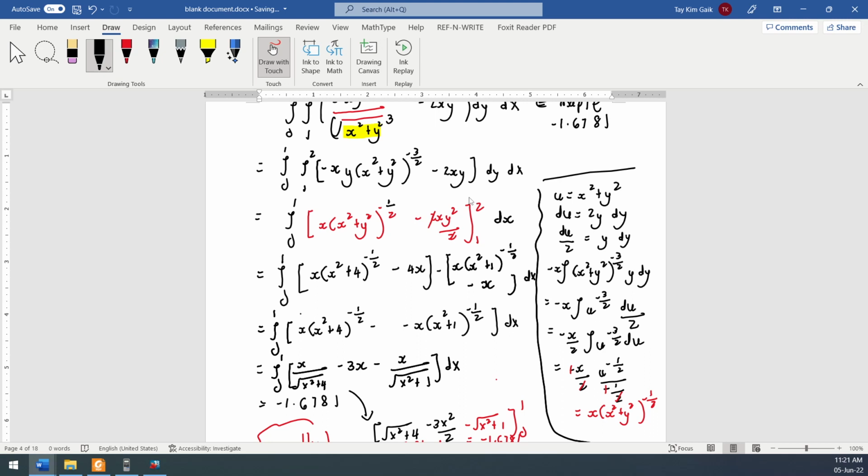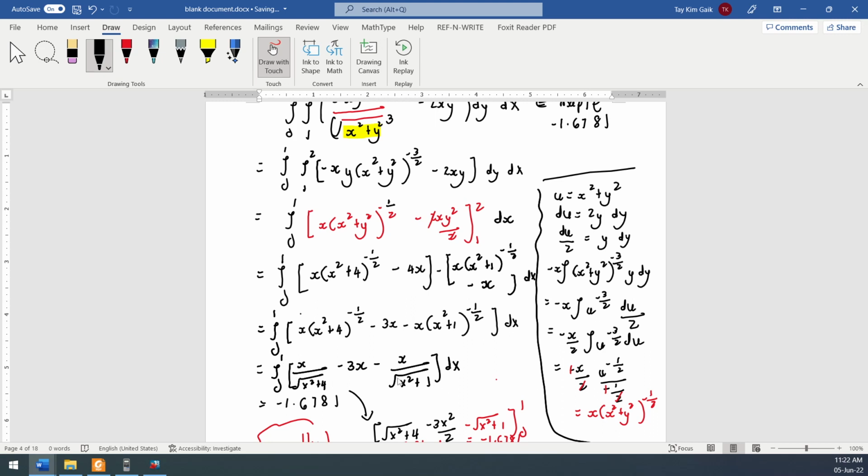Okay, and then plug in the upper limit. You integrated with respect to y, so plug into variable y. So this y squared is 4, so minus 4x. Then substitute the lower limit where y is 1, so plus 1, so minus x. Simplify: negative 4x plus x, so total minus 3x. So this is x times (x squared plus 4) to the power negative half. I change to this form: over square root of x squared plus 4. So minus 3x over square root of x squared plus 4, minus x over the square root of x squared plus 1.